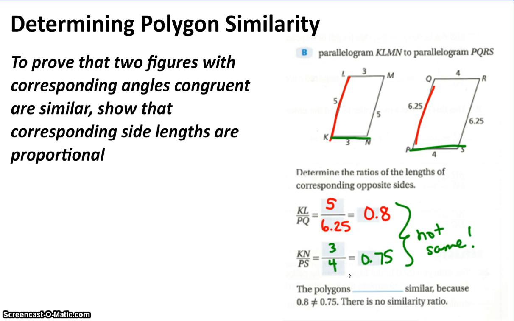Let me fix that. They are not similar. Excuse me, I didn't mean to say congruent. So the ratio is not the same, therefore they're not similar. Basically, the ratio would be the scale factor, and if the scale factor is not the same all the way around, then they're not going to be similar. That means we didn't do a dilation.